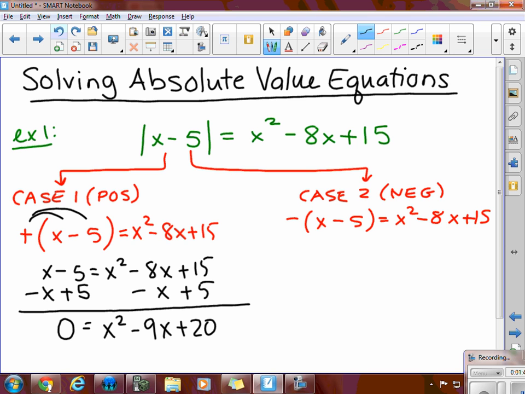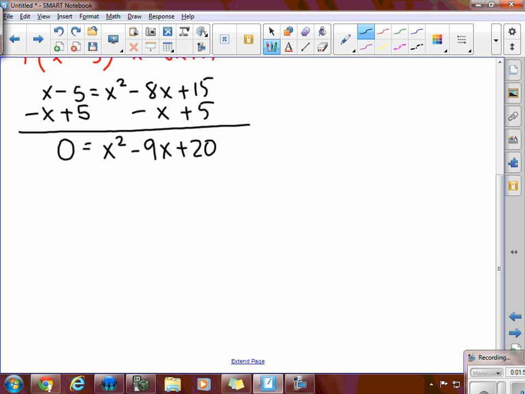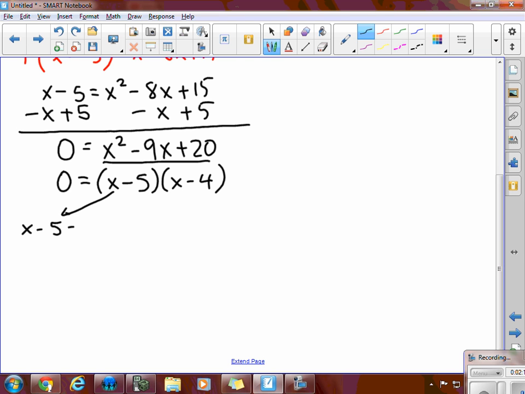plus 20. To keep going in this example, from our quadratic unit, we should remember that if we have a quadratic equaling 0, we want to factor it. So we're looking for two things that multiply to 20, add to a negative 9. Well, that's x minus 5 and x minus 4. Again, we just need to set both of these factors equal to 0 and solve for their roots. So x minus 4 equals 0 gives me one possible solution that x equals 4, and x minus 5 equals 0 gives me one possible solution where x equals 5.